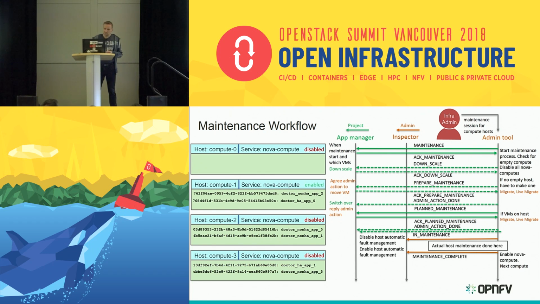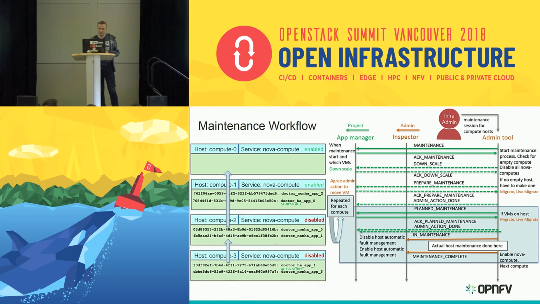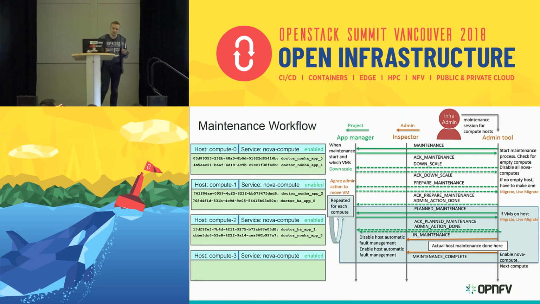And then we repeat that actual maintenance. So we now have compute 0 also with the new OpenStack version. And for the rest of the computes, we can repeat all these steps here, and at the end, all those compute nodes would now be with the new OpenStack version, and all those VMs would be running on top of the new OpenStack version.